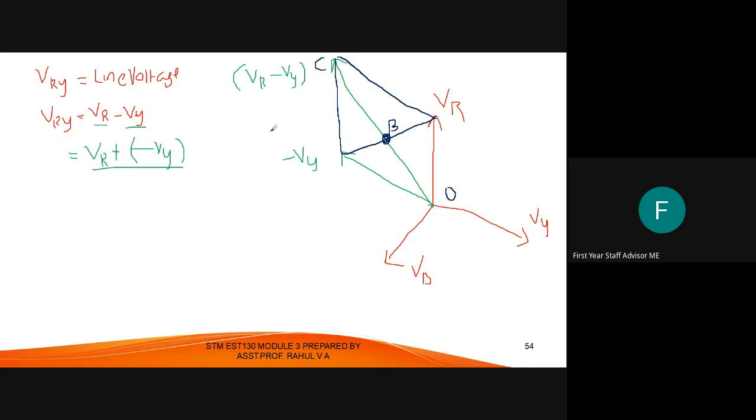So now I can say that the vector Vr minus Vy, I can write it as OC. Why I can write like this? Because the length of the vector is from origin to C. Okay, OC I can write. And because it is a parallelogram, I can say that OC is equal to 2OB, because it is exactly divided in the half. So OC means it is 2 into OB. Okay, so from the diagram, OC is equal to 2 OB.